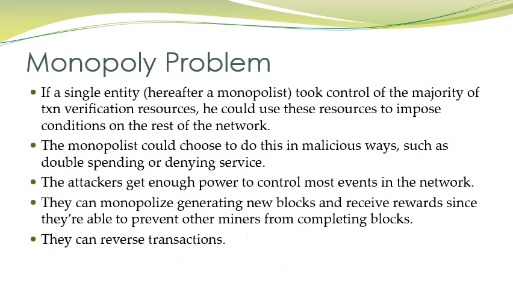In the monopoly problem, a single entity takes control of the majority of transaction verification resources. If there is a group of people that can take control of the transaction verification process, then such a group of computers could use these resources to impose conditions on the rest of the network. The monopolist, the group of computers that come together to control the system, could choose to do this in malicious ways, such as double spending, or the monopolist can deny service to the other nodes in the network.